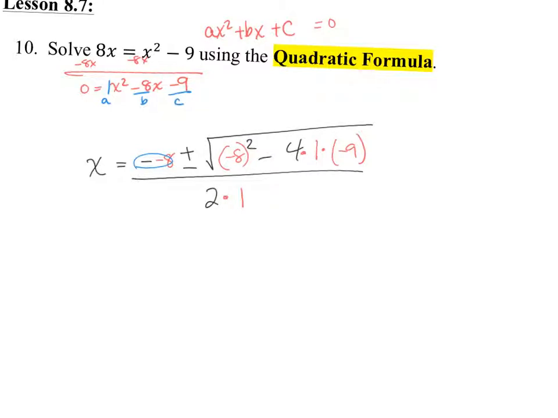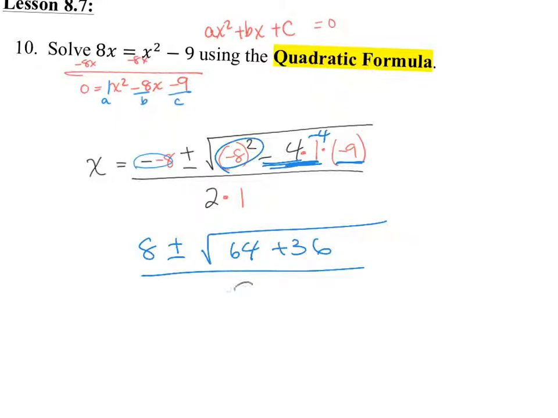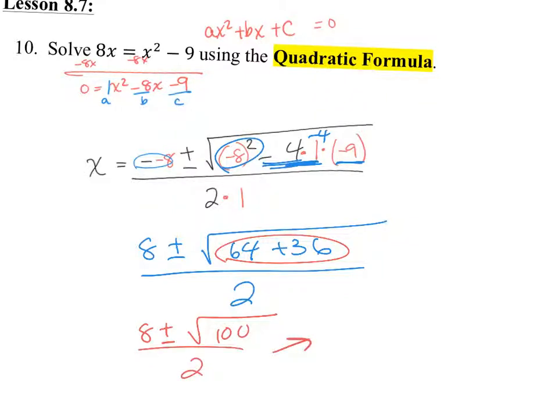That's going to leave me with 8 plus or minus the square root of negative 8 squared is 64. Negative 4 times 1 is negative 4. Times negative 9 is positive 36, all over 2. That's going to give me 8 plus or minus the square root of 100, divided by 2. And that's going to be 8 plus or minus 10, because the square root of 100 is 10, over 2.